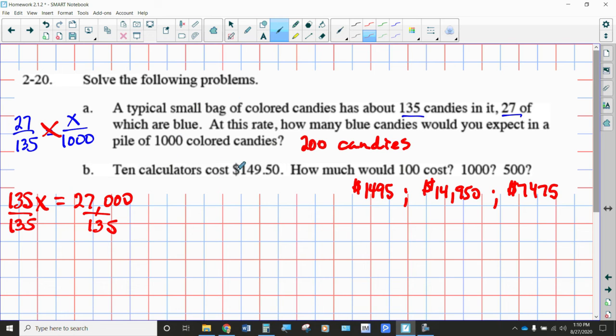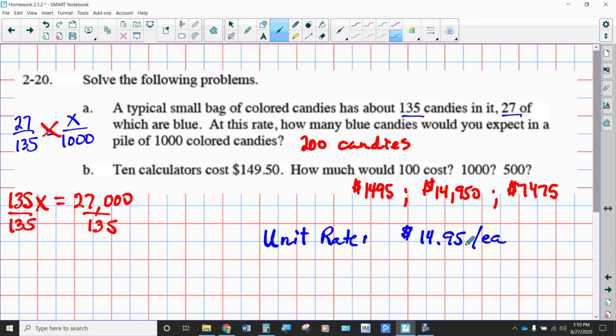10 calculators cost $149.50. So in this one, it might be good to find a unit rate. And that's really nice that they gave us 10, because anytime you divide a number by 10, you just move the decimal one place to the left. That means that these calculators cost $14.95 each.